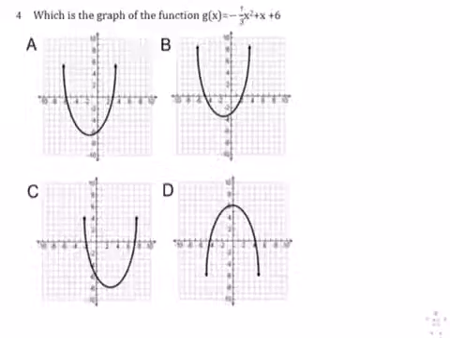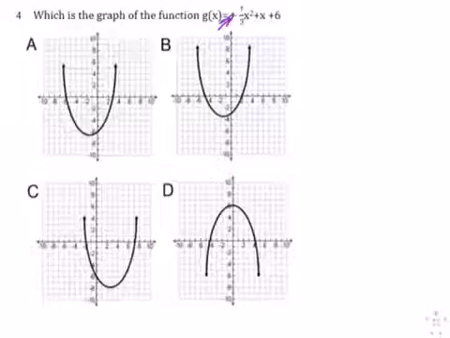The first one is that there is a minus sign out front, and we know that a minus sign in front of a parabola means that it's automatically going to open down. So already answer D is our answer.